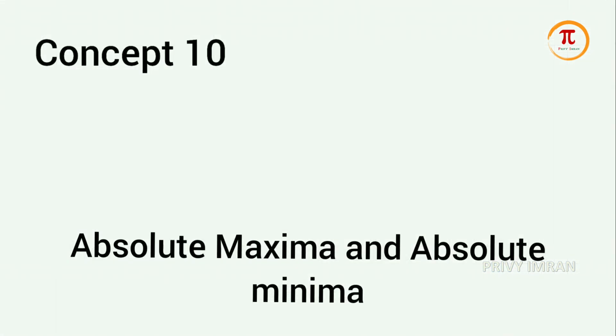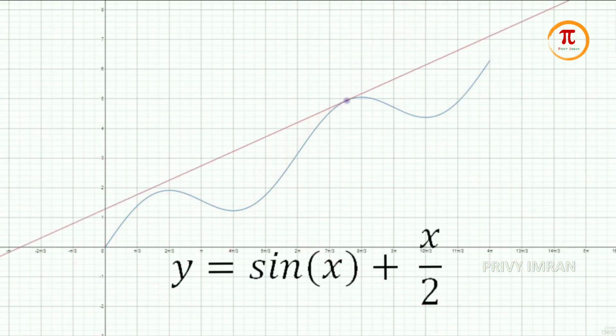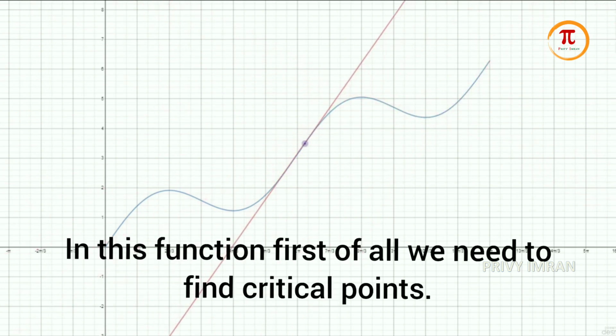Now let us discuss absolute maxima and absolute minima. Let me consider a simple function y equal to sin x plus x by 2, where this function lies in between 0 to 4 pi. In this function, first of all we need to find the critical points.